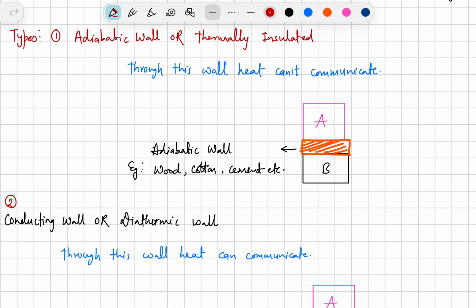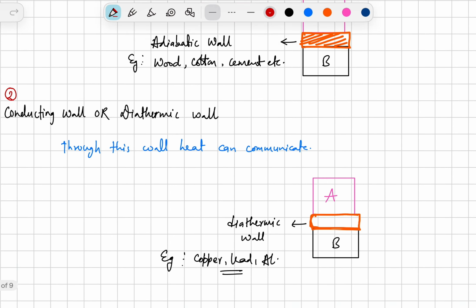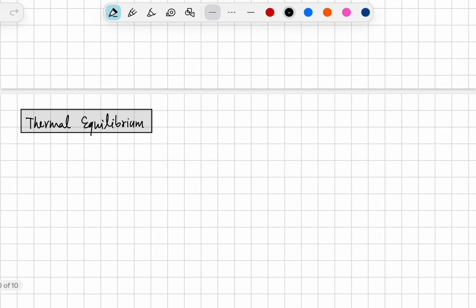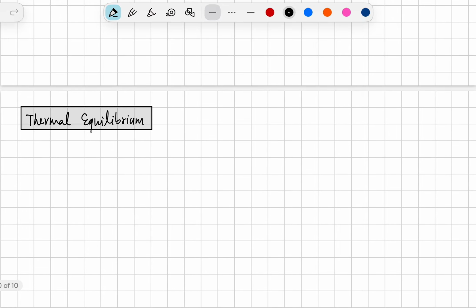So these are the two kinds of walls that we see. Why we are reading these kinds of walls, you will see further. Fine. So now we come to a very important point, that is called thermal equilibrium. Before going to thermal equilibrium, let us go to mechanical equilibrium, right?